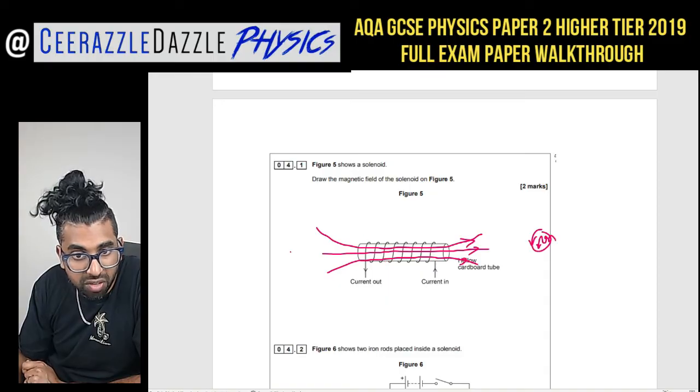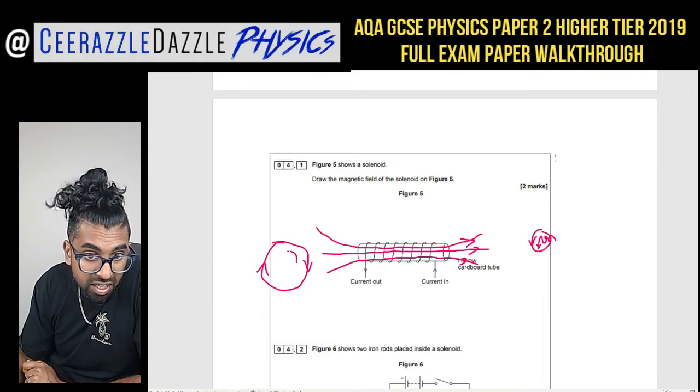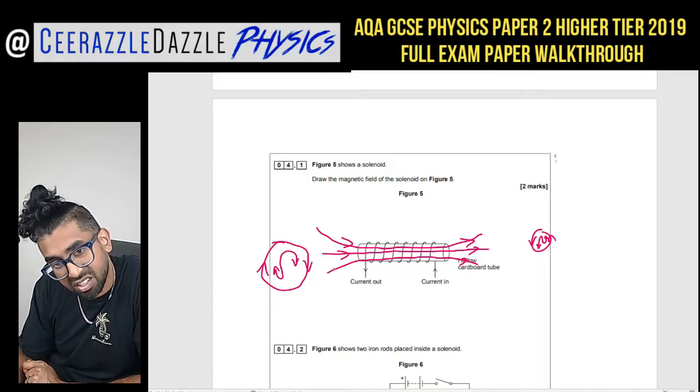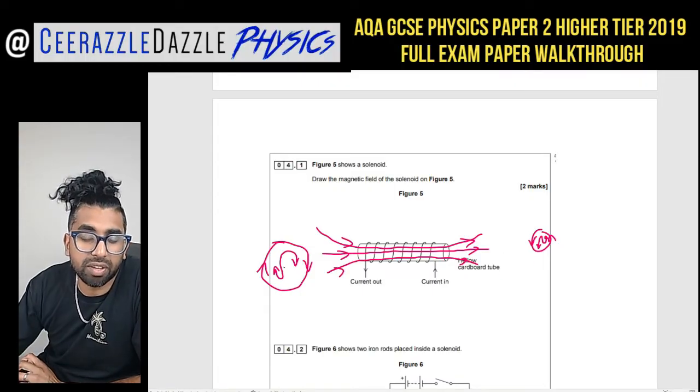So if you look at this circle over here, it's going down the right hand side and up on the other side. This one is the S over here, so this one is the south. So it goes in this side over here and out this side over here. So this is the north and this is the south over here.